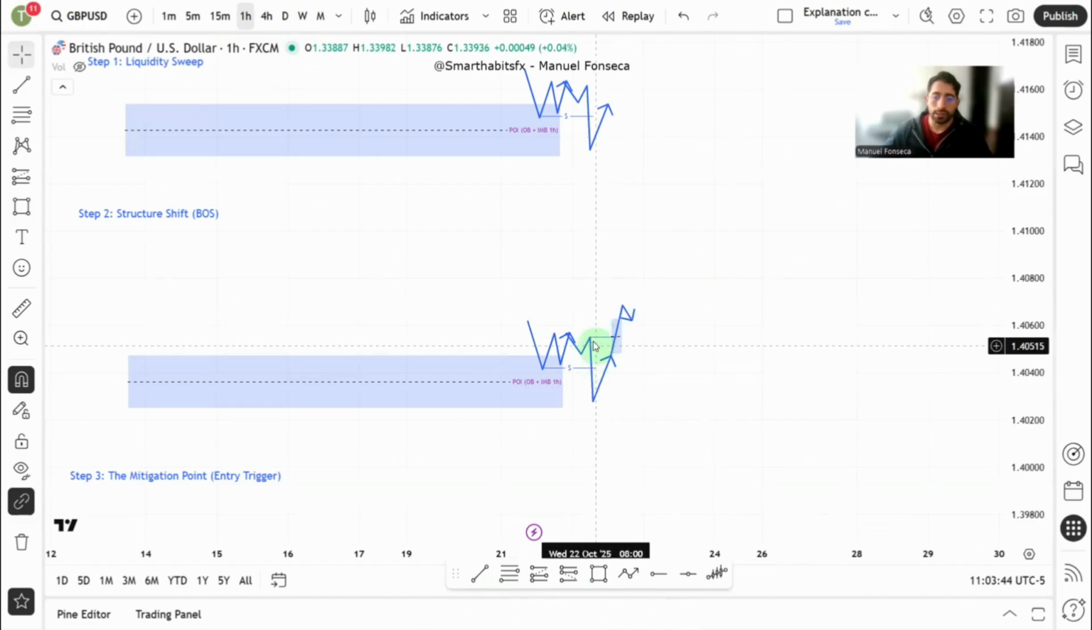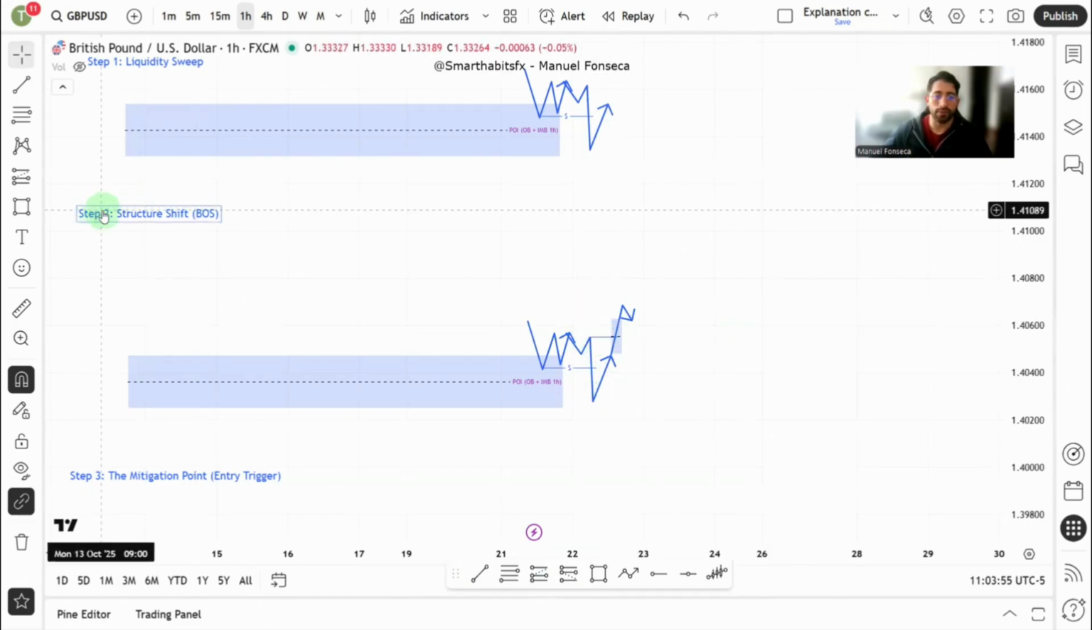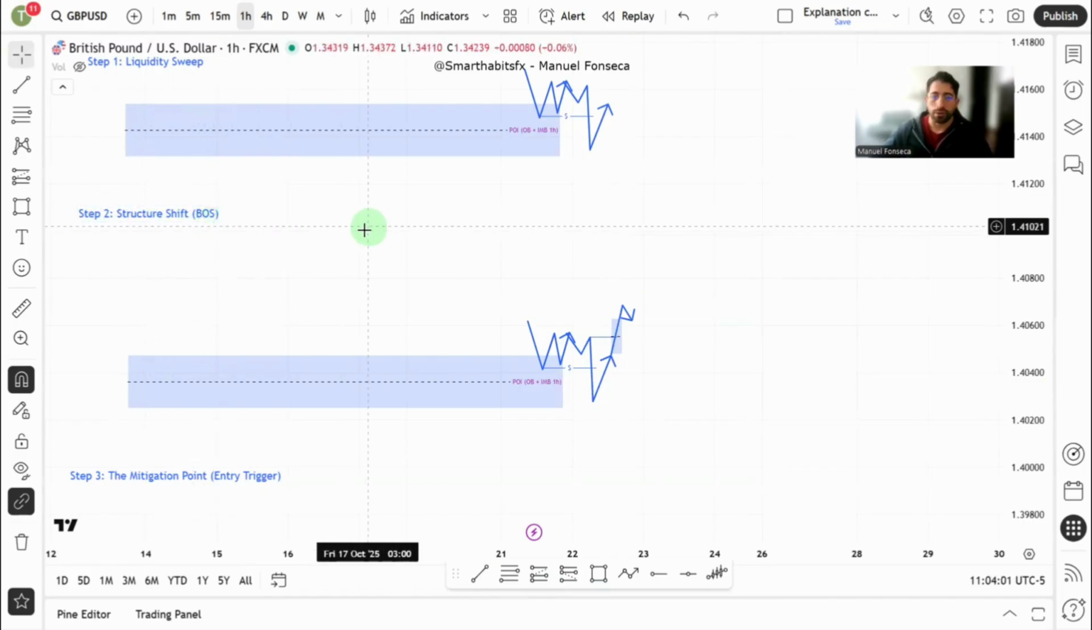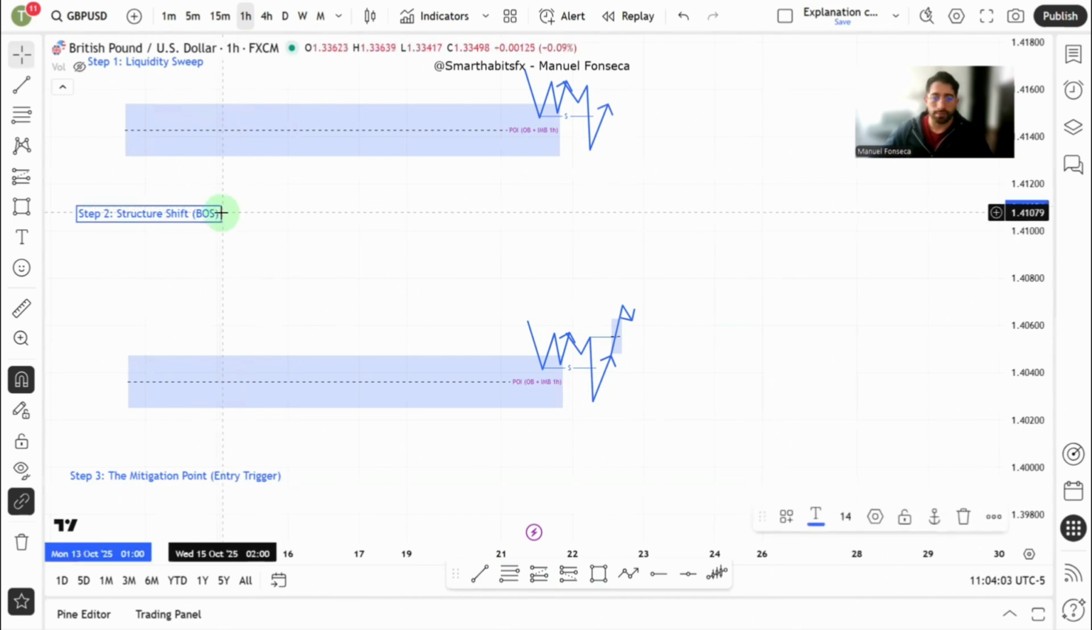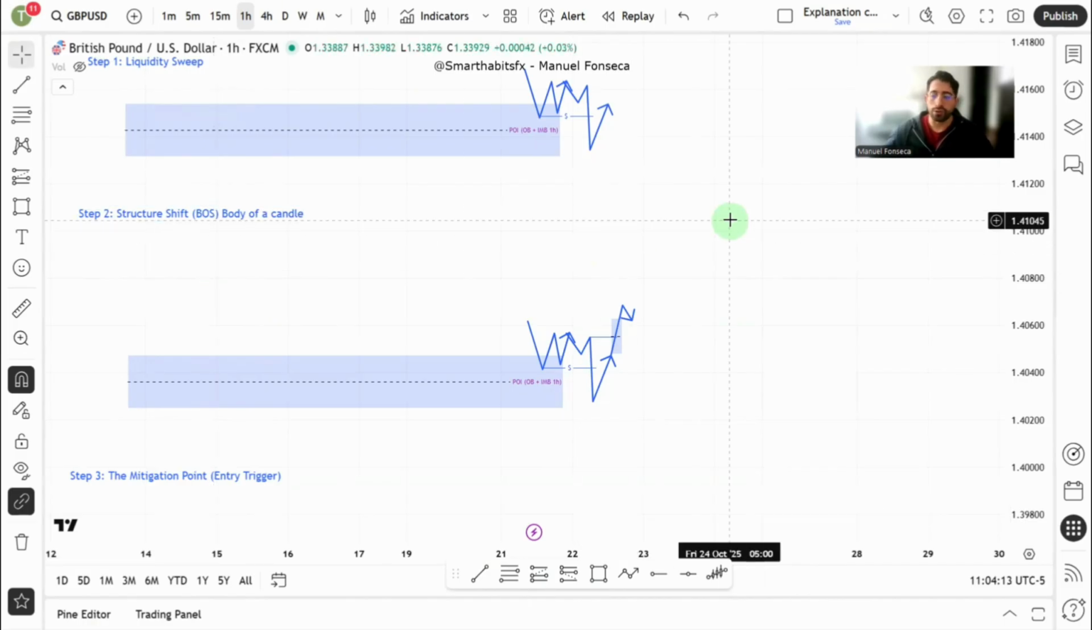When the closest high after the liquidity is taken is broken by the body of a candle, it means we have confirmed the second step, which is a structure shift with a BOS, break of structure, right? Body of a candle. Please do not forget this. The BOS is with the body of a candle. Then we're going to see in today's video what common mistakes we make. I made a lot, right, when I was learning this concept of confirmations.